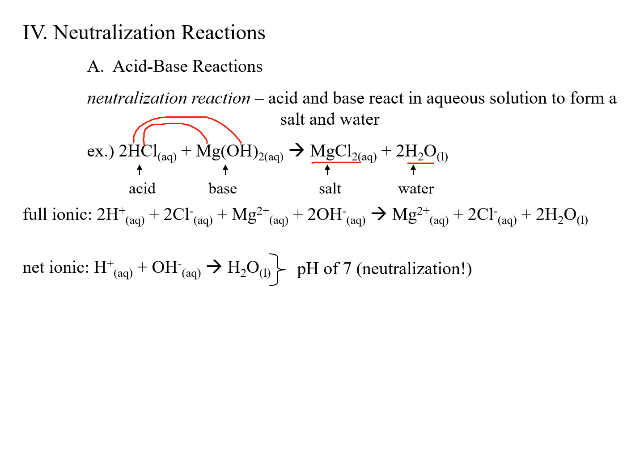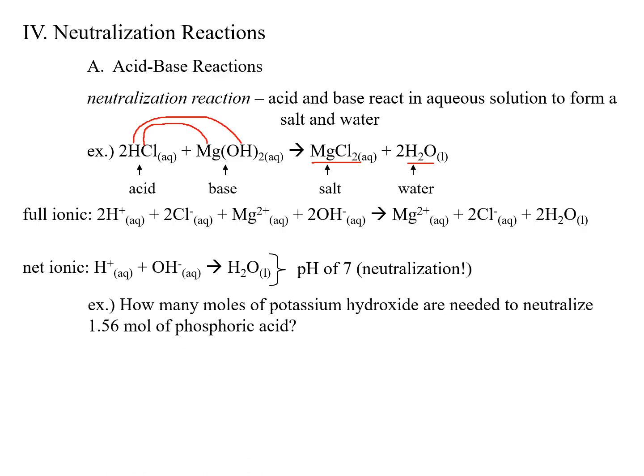Now, anytime that we have a balanced equation, we can do some stoichiometry. And again, don't freak out. Stoichiometry is just the stuff of moles and grams and liters, right? So we can do a stoichiometry problem with any acid-base reaction just like we would do with any other reaction. So let's just take a moment and do an example of this.